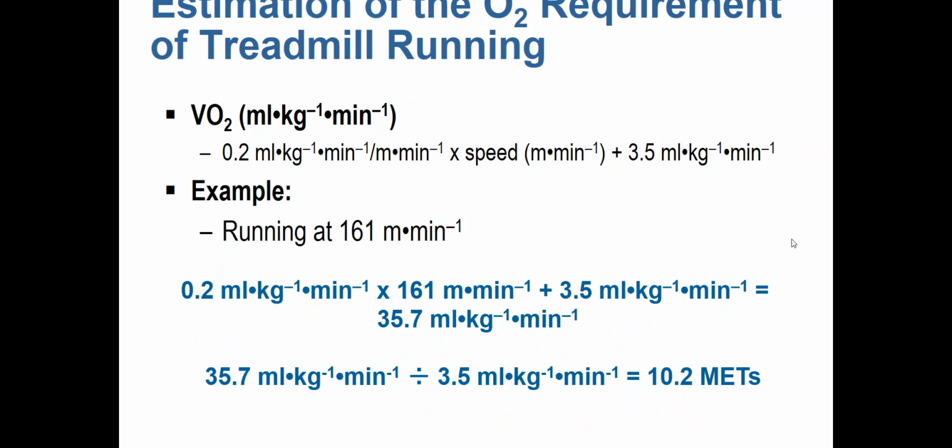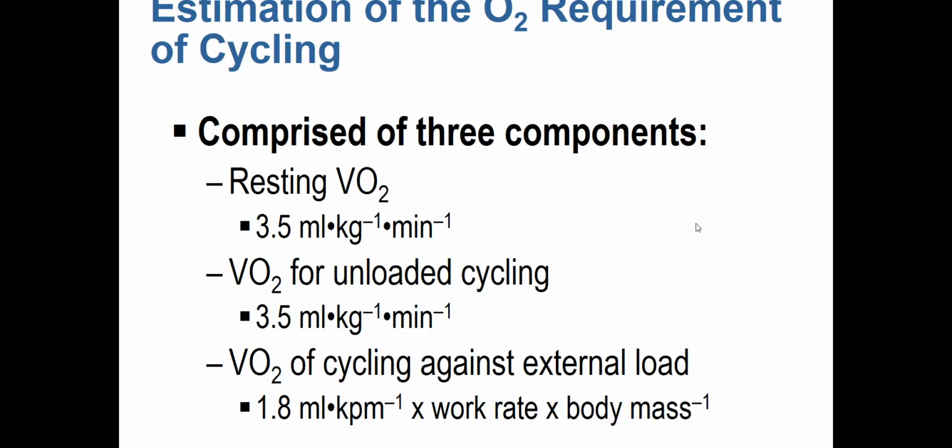And then you do the same thing for running, except instead of 0.1 you have 0.2 to take into account running economy changes. But in any case, you multiply 0.2, which is the standardization for VO2, by the rate of time, or the speed, add in the metabolic rate, then you have VO2, you divide it by 3.5 to convert it to METs, and then that's 10.2 METs. Okay, and you can do the same thing with cycling as well.